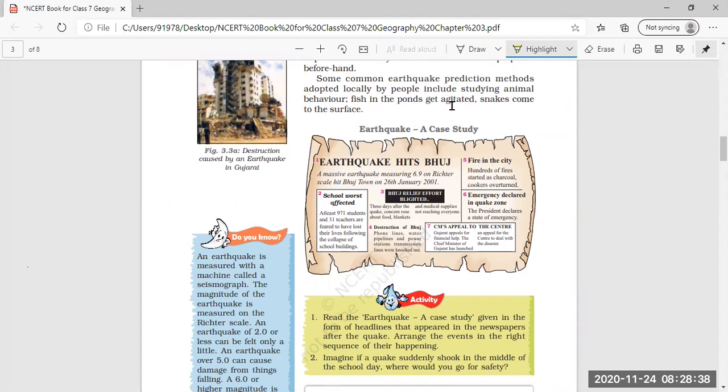Fish in the ponds get agitated, meaning the fish in the ponds are also very much distracted. Snakes come to the surface. It is the belief of the local people, where earthquakes mostly occur, that when these types of symptoms appear, they come to know that certainly an earthquake will be there.